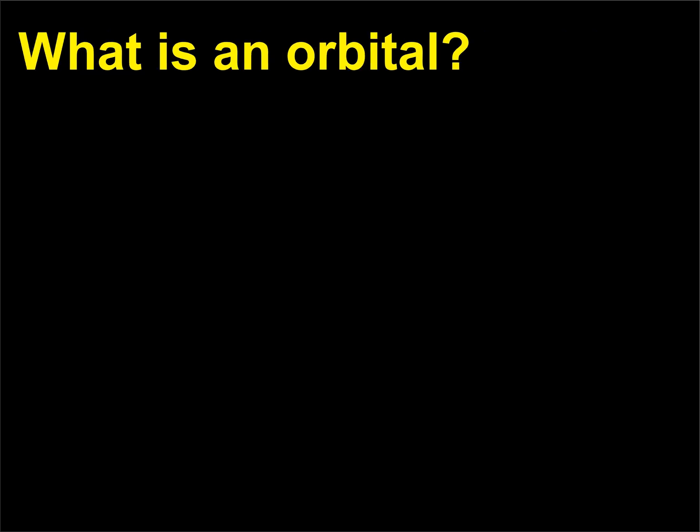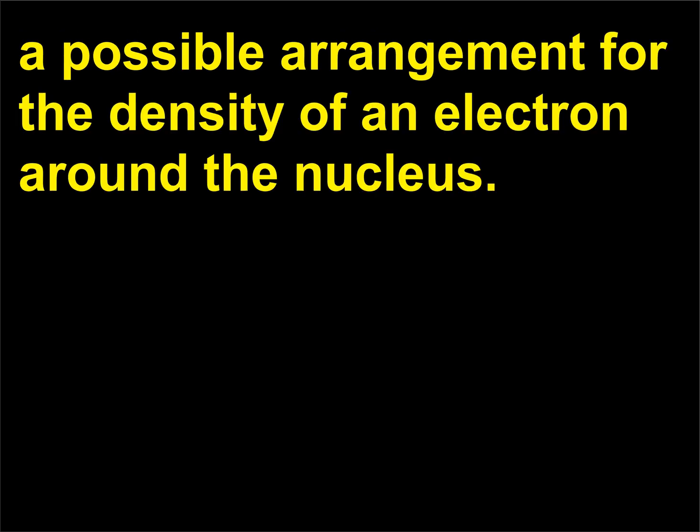What is an orbital? A possible arrangement for the density of an electron around the nucleus.